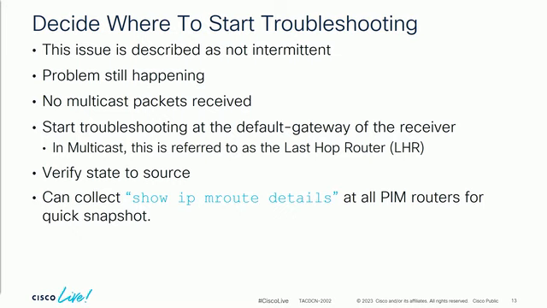Now, if you don't have the time to do this process, one quick thing you can do is collect this output here, mroute details, at all the PIM routers at the same time. This is a quick thing you can do, and after everything is said and done and you have time to look at that output, you can potentially isolate the cause of where the control plane state is broken.